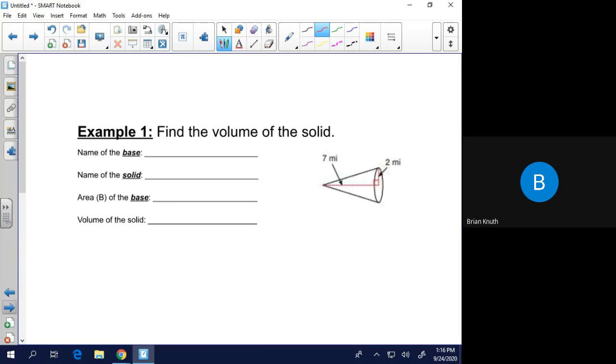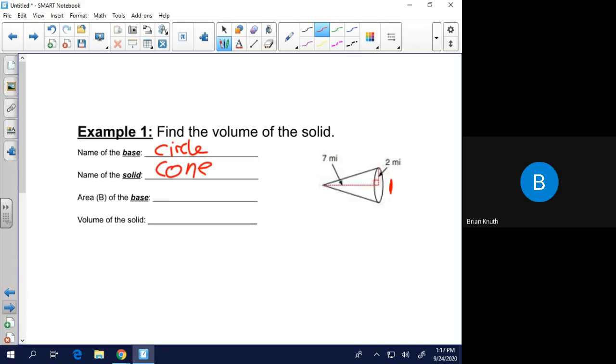Okay, so for example 1, what I'm going to be talking about is finding the volume of the solid. As you're following along with this, please make sure to write on your work packet. Name of this base right here, is a circle. Okay. Name of the solid, again, that's a cone. Area of the base, which is again the large B, is going to be the area of the bottom, which is our circle here. Okay.